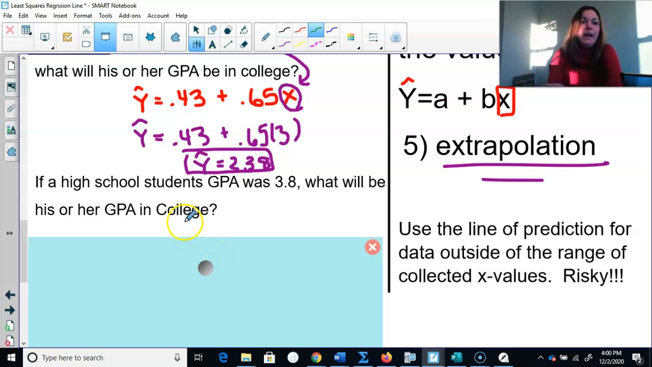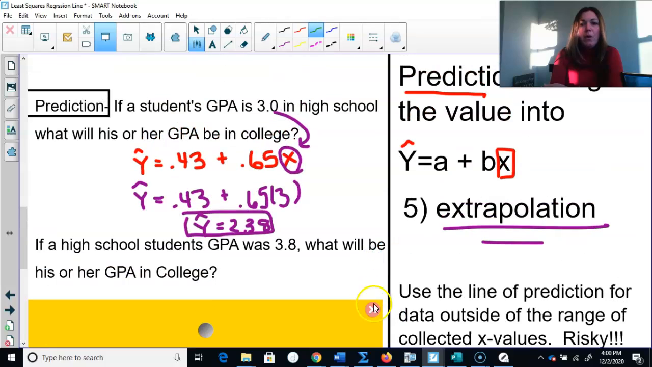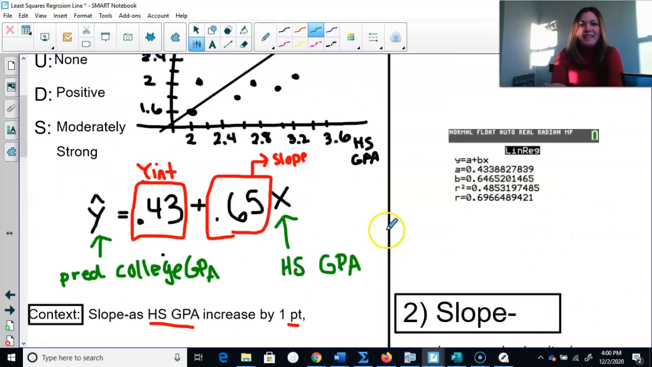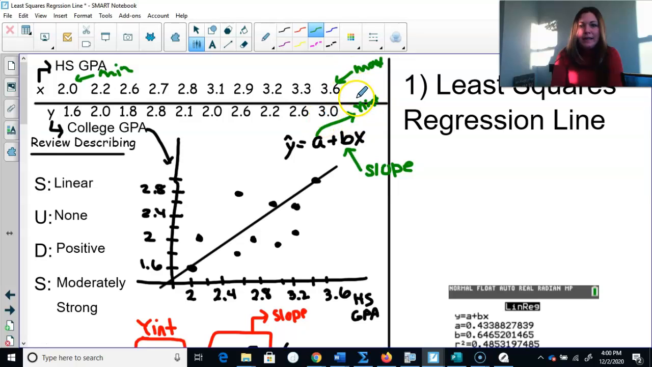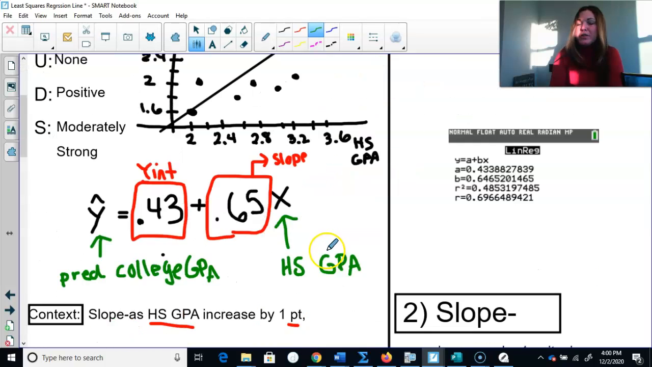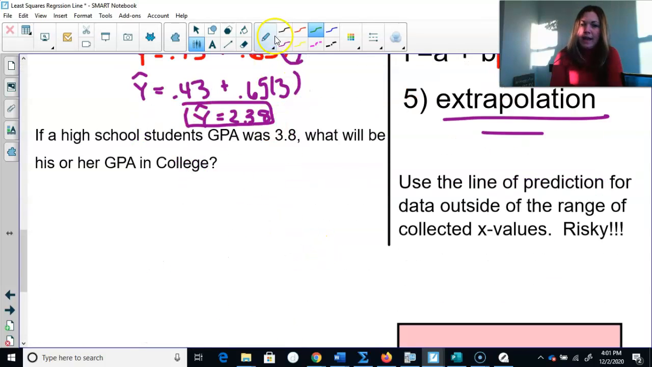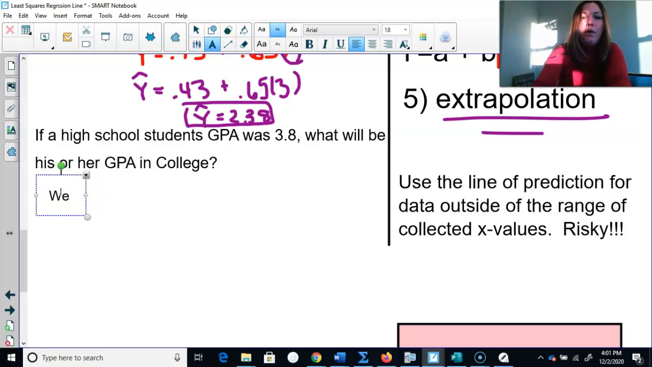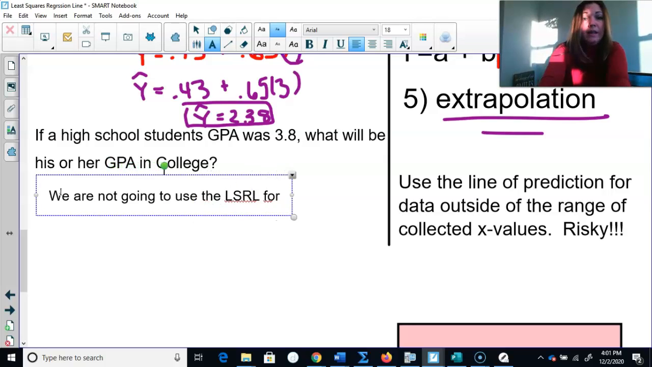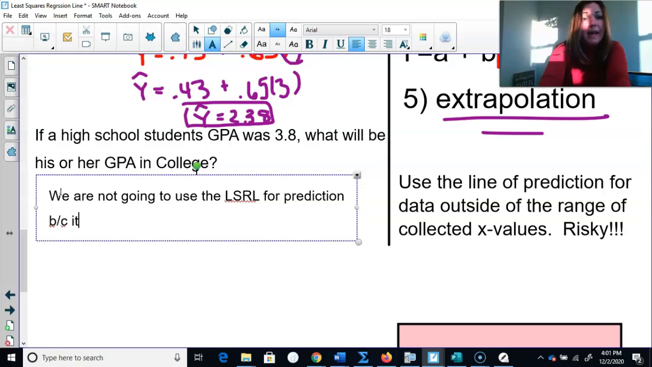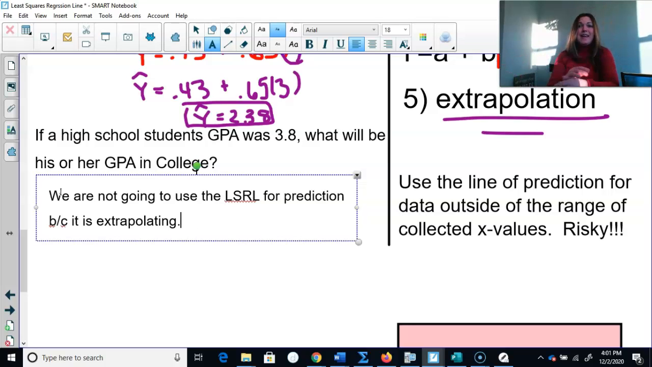If a high school student has a GPA of 3.8, what will his or her GPA in college be? Well, 3.8 is higher than 3.6. We can't guarantee that this model will keep going the same way. So we have to say we are not going to use the least squares regression line for prediction because it is extrapolating. And we can be done just like that.